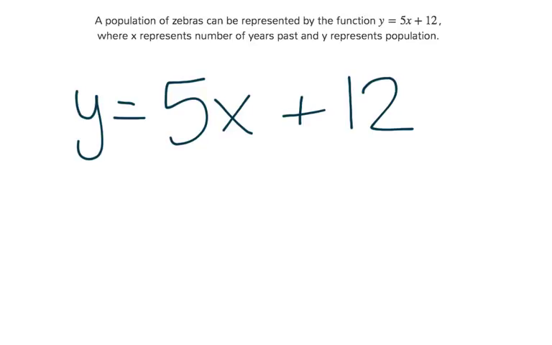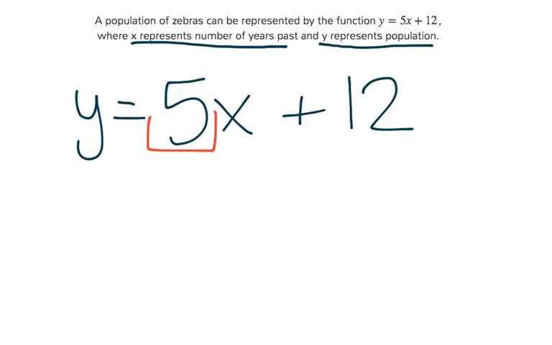A population of zebras can be represented by the function y equals 5x plus 12, where x represents the number of years passed and y represents the population. So what does that actually mean, y equals 5x plus 12? It's a linear function. Let's interpret the different parts. They're the different parameters of this function.